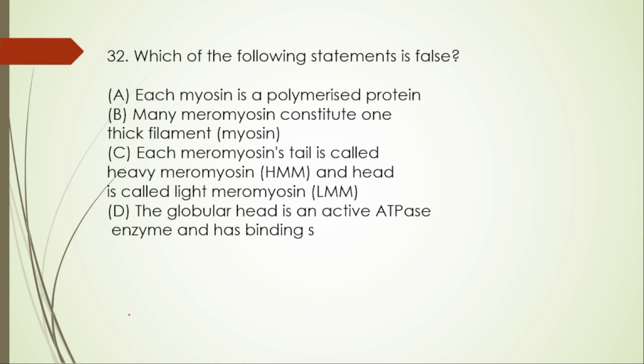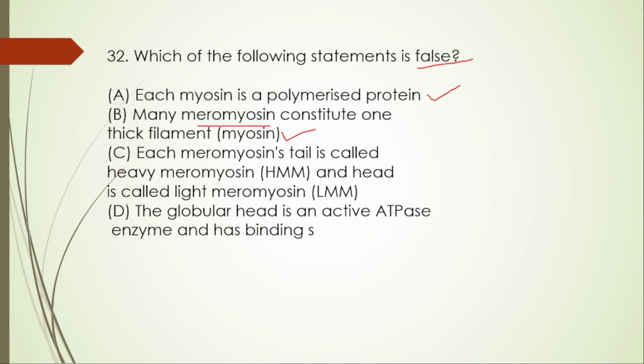Next question, 32nd one. Which of the following statements is false? A. Each myosin is a polymerized protein. Yes, true. This one is true because myosin is a complex polymerized protein made up of many monomeric units. B. Many meromyosins constitute one thick filament, that is myosin. Yes, this one is also correct. Each thick filament is a polymer composed of many monomeric proteins called what?